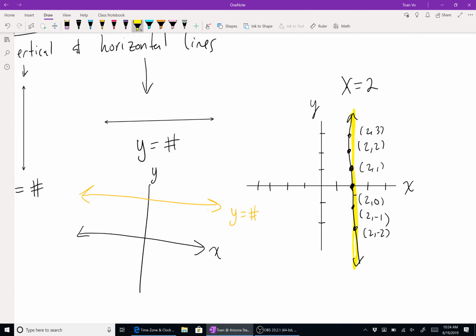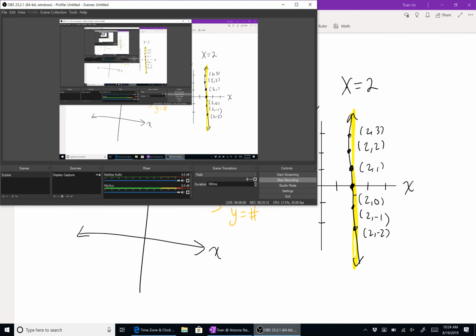So special lines should be the easiest to graph. You just do a straight horizontal or a straight vertical. Okie dokie? There's your quick primer on sketching lines.